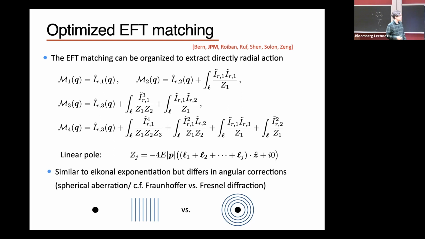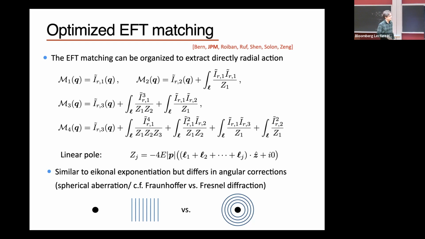And this is some function of the momentum transfer. Since you mentioned the eikonal approximation, this is the spherical wave version of the eikonal approximation. The eikonal approximation is the same as Fraunhofer diffraction, where you have plane waves at infinity, high energies, and this is the spherical wave version of that.